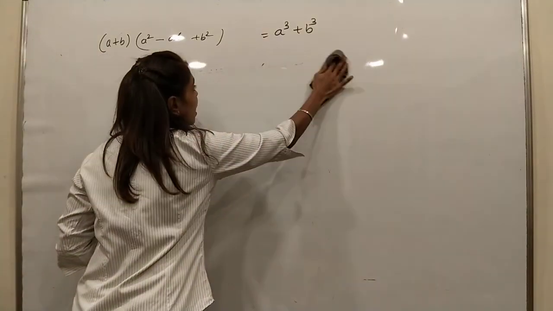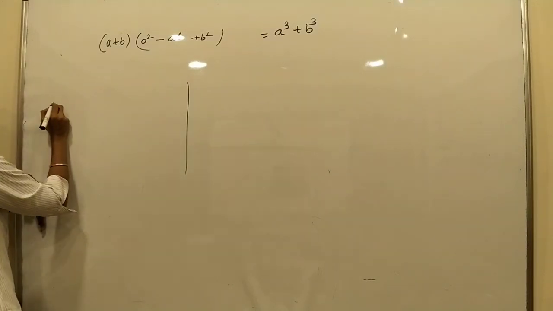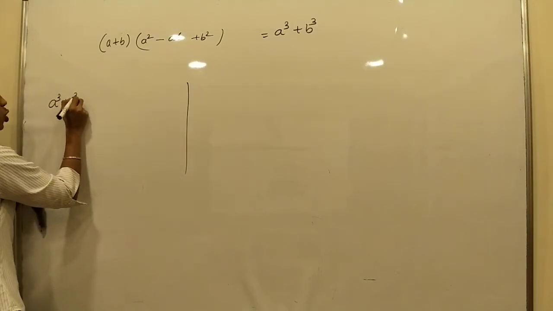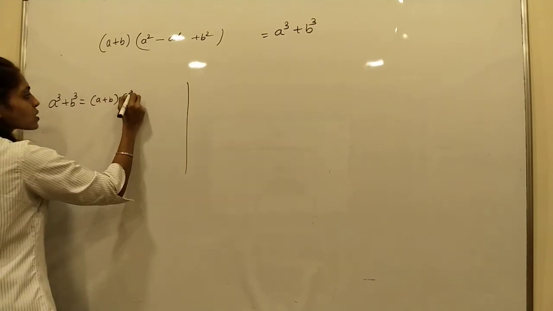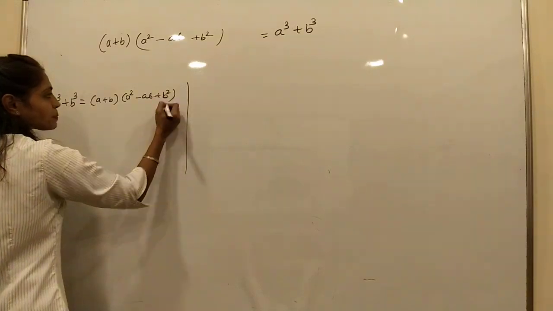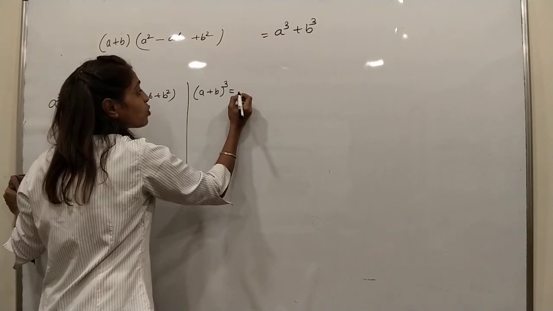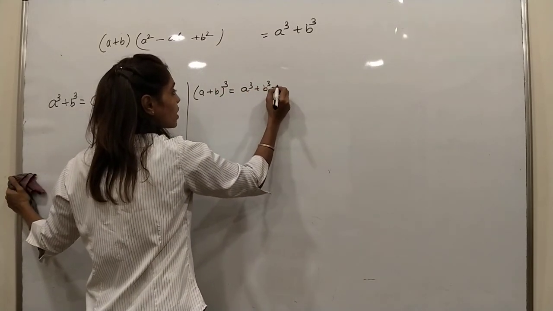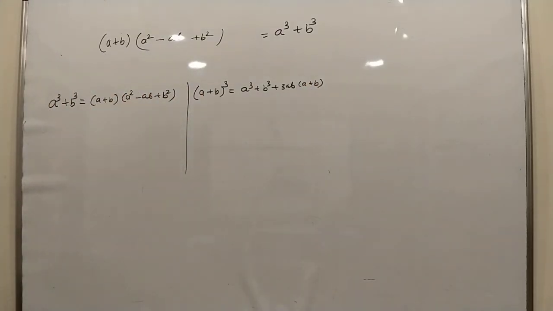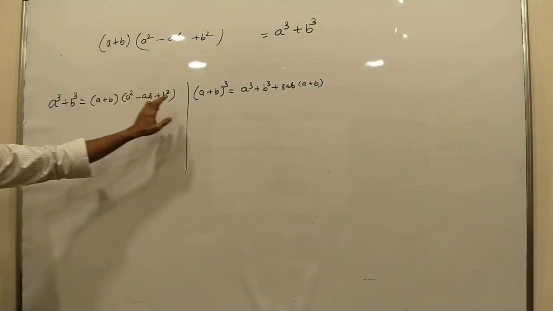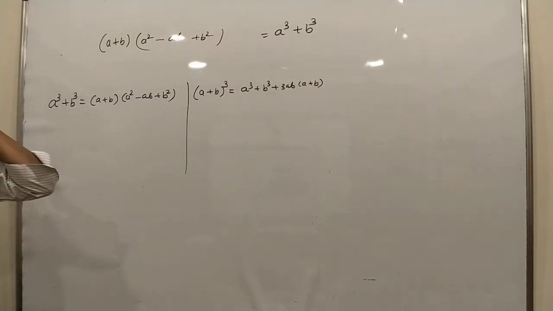Right? That is a vast difference. Explain again, what is the whole cube and personal cube? A cube plus b cube formula is a plus b without cube, a square minus ab plus b square. Right? And what is the formula of whole cube? Whole cube formula is a cube plus b cube plus 3ab in bracket a plus b. That is the difference. This is the personal cube and this is the whole cube. The formula is different. Okay.